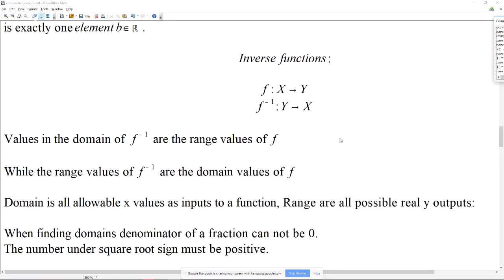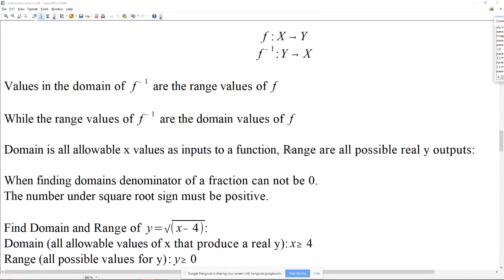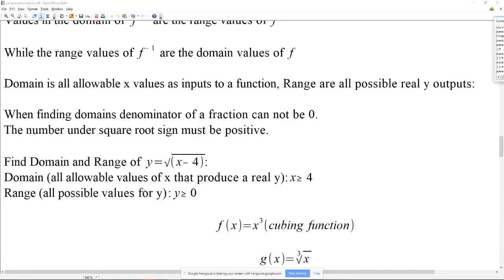So for the domain, the denominator of a fraction cannot be 0, and the number under the square root sign must be nonnegative. Let me show you what I mean by that. I actually did this on the graphing program. If I wanted to find the domain of something like the square root of x minus 4, the domain are all values of x that produce a real y.